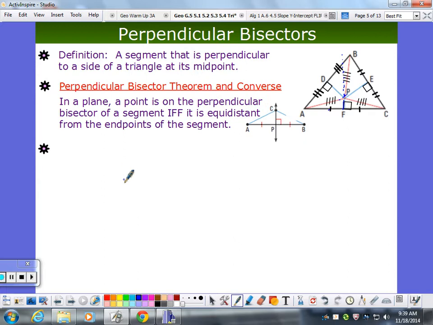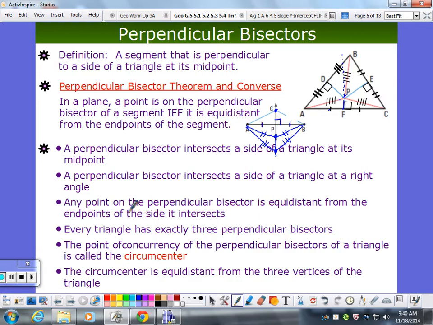Perpendicular bisector theorem and converse, so it's an if and only if. In a plane, a point is on the perpendicular bisector of a segment if and only if it is equidistant from the endpoints. Here's a segment, here's its perpendicular bisector. Since it's a bisector, I know those are congruent. If you pick any point on this bisector and draw a line to the endpoints, you have the same distance. Any point on here, these pieces are not necessarily congruent to this one, but they're the same distance. That's what it's saying.